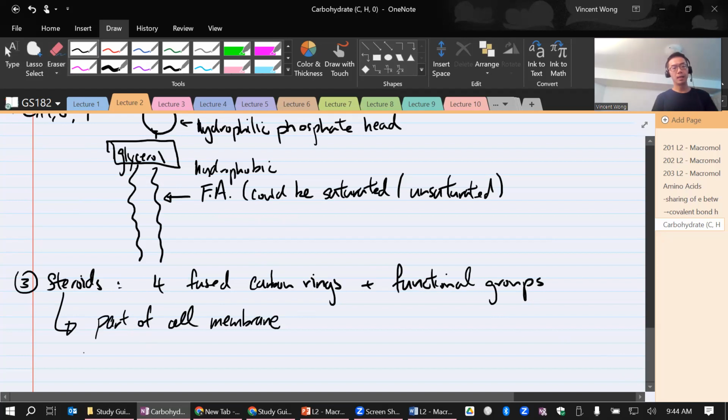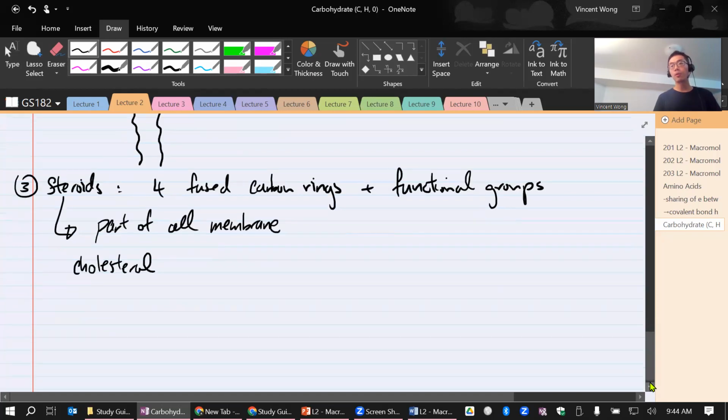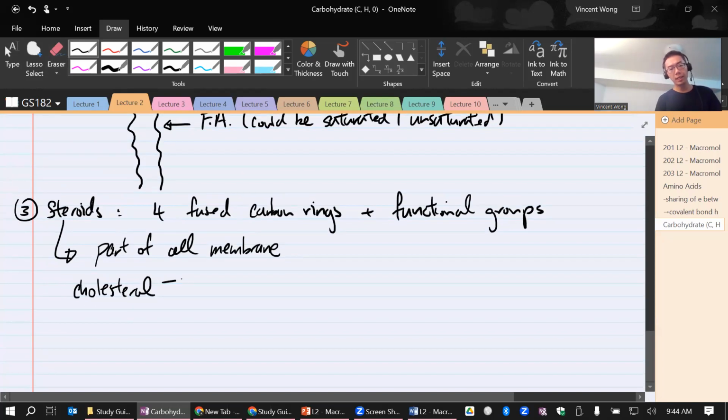We have cholesterol as an example of a steroid. And we need the cholesterol to make different things, right? Vitamin D, I think that's one of them in the notes. We need cholesterol to make the bile salt, right, to help break down fat, and you know, hormones.